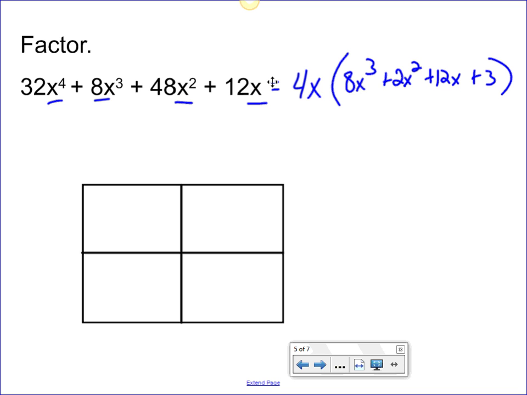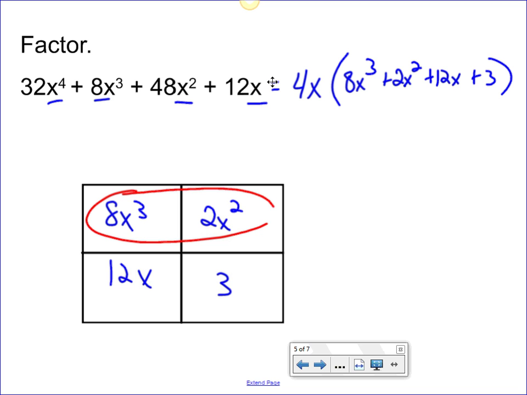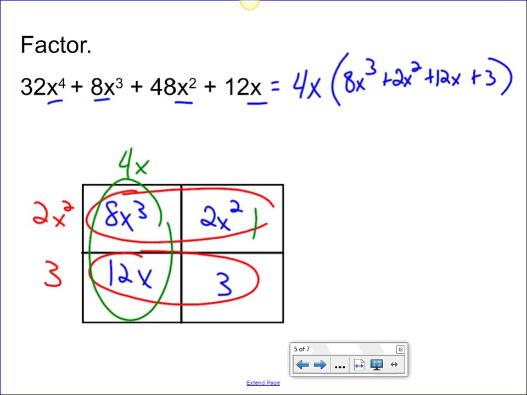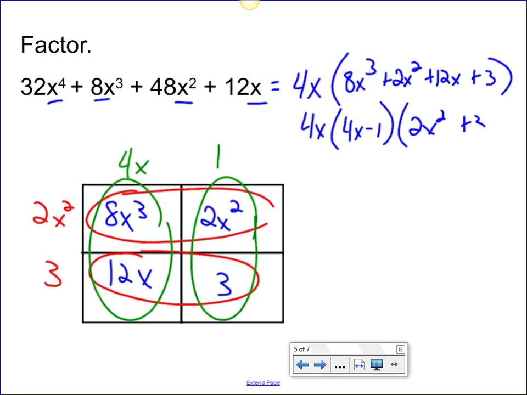So what goes in my boxes now? 8x to the third, a 2x squared, a 12x, and a 3. So now we're looking at common factors this way again, and hopefully we can see that 2x squared is common. The factor this way would be a 3. If I do factors this way, I got a 4 and an x. The factor here would be a 1. So my complete factorization would then be 4x times 4x minus 1 times 2x squared plus 3.